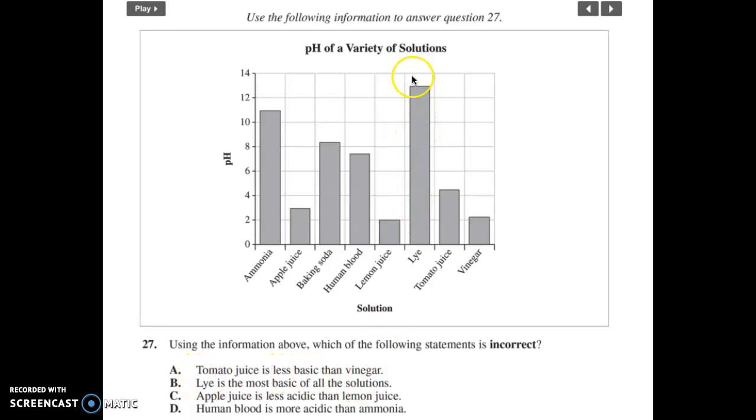Lye is the most basic of all solutions. Yeah. Apple juice is less acidic than lemon juice. True. Human blood is more acidic than ammonia. True. So A. They're kind of being mean with their less basic and incorrect, but that's how it goes.